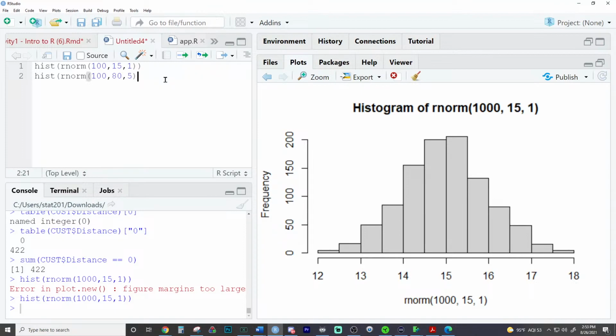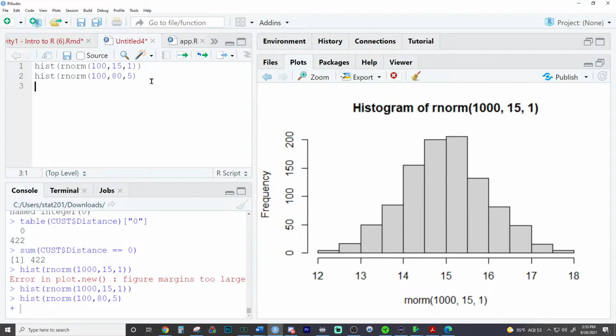3 standard deviations down would be 15 down. 3 standard deviations up would be 15 up. So we'd expect the scores to generally be between 3 standard deviations below and 3 standard deviations above, for normally distributed data. Great job right there, Tiffany.